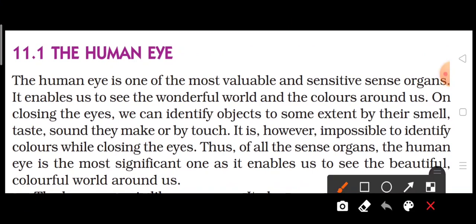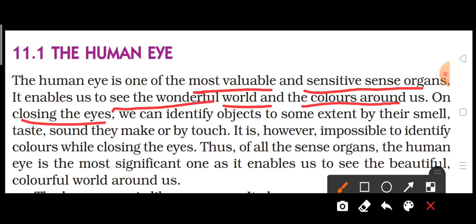Okay, so the human eye is the most valuable and sensitive sense organ. It enables us to see the wonderful world and the colors around us. तो ह्यूमन आई क्या है, वो सेंसिटिव ऑर्गन है. किसके लिए सेंसिटिव है? ये लाइट के लिए. ओके, एंड मोस्ट वैल्यूएबल. Why is it valuable? Let us discuss that.